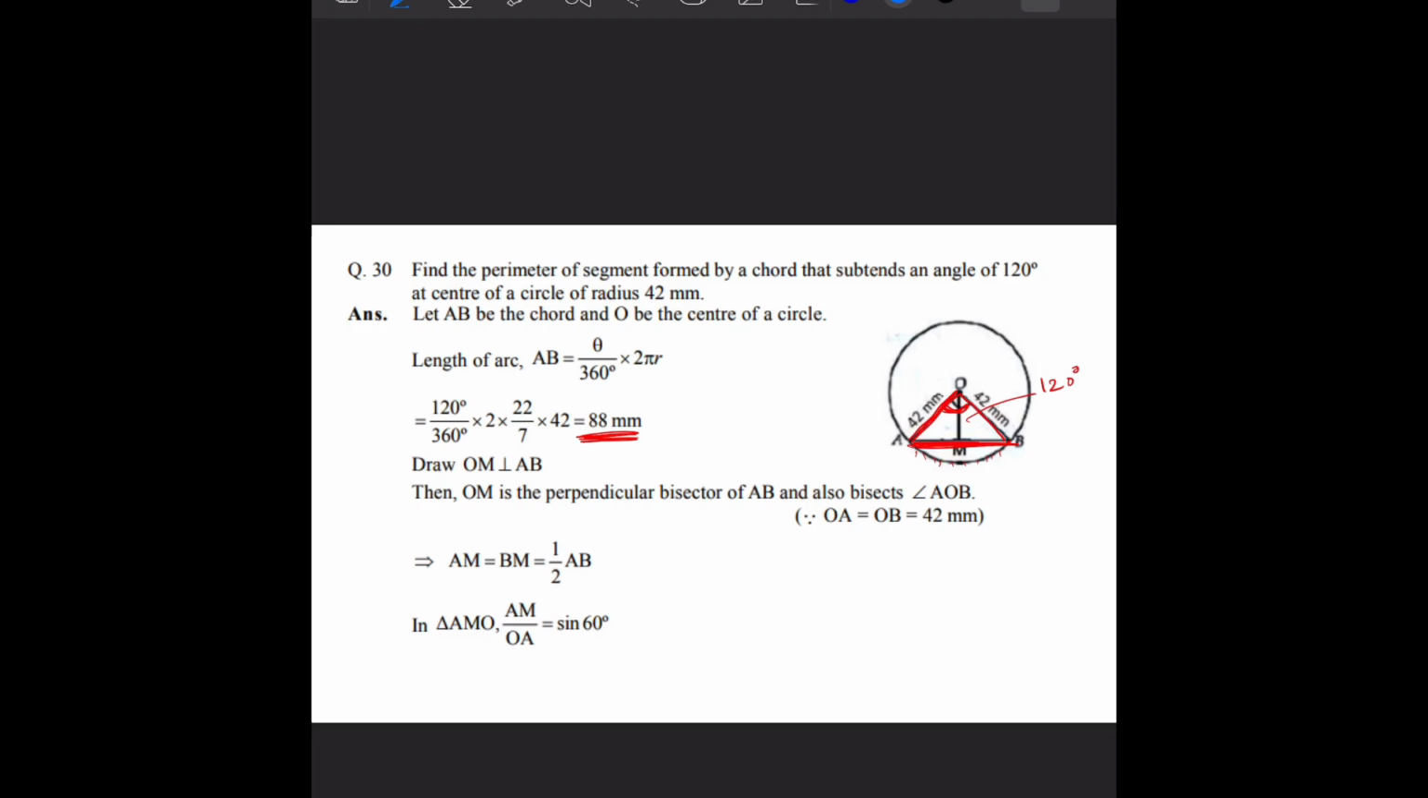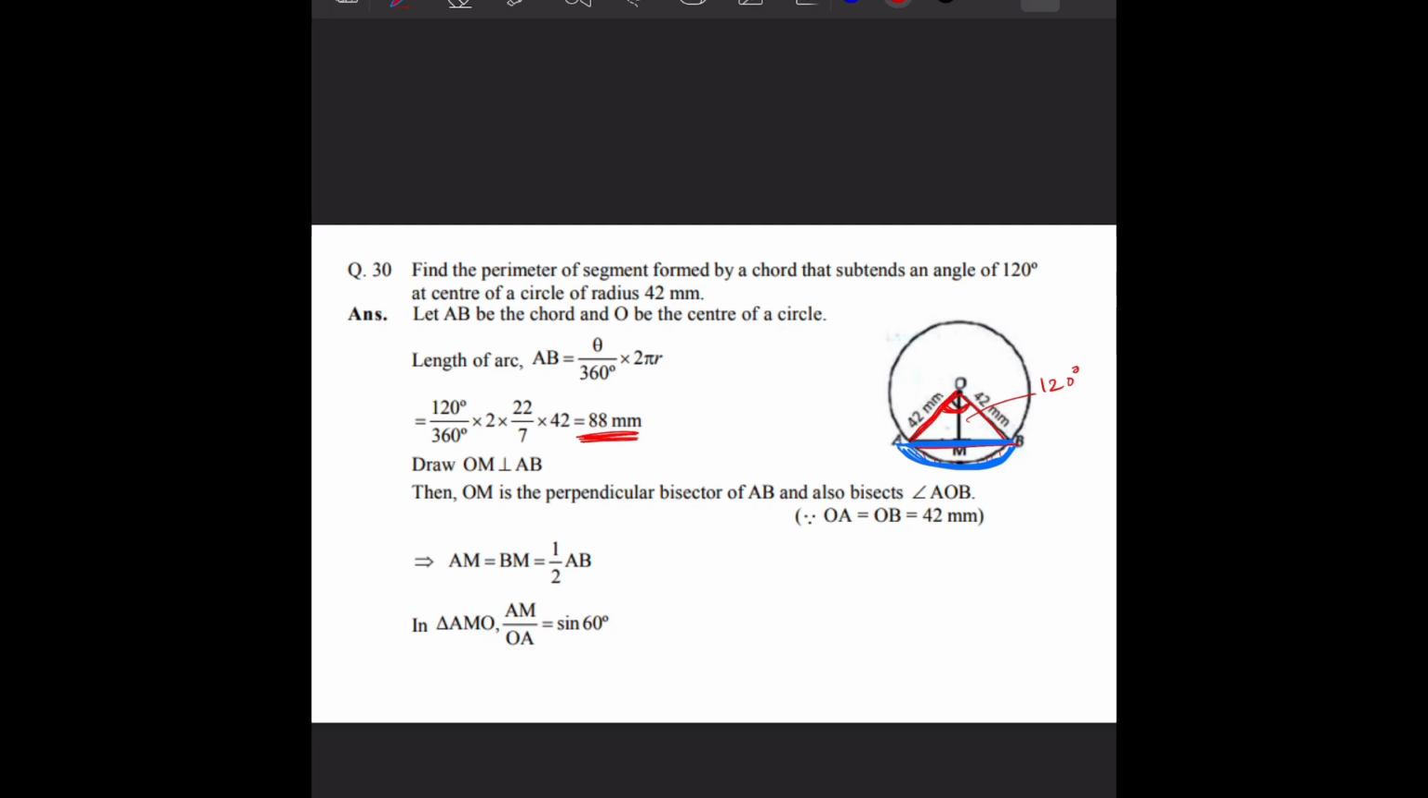Perimeter of a segment. So this is your segment. You need to add this chord as well as this length of arc. जितना मैंने ब्लू कलर में करके रखा है इसकी आपको लेंथ निकालनी है मतलब पेरीमीटर निकालना है आपको. So what is AB chord?